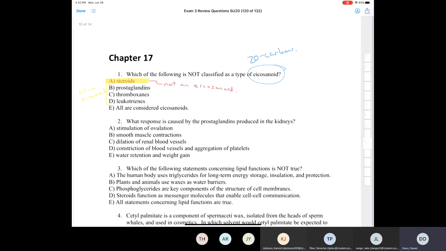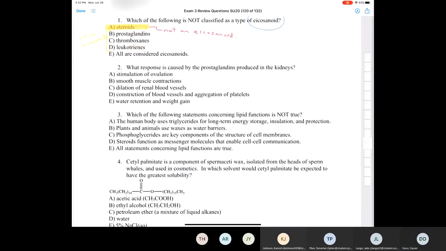All right. This next one is not that exciting of a question. The whole point is that prostaglandins just have so many biological effects, so many antagonistic effects between different prostaglandins. I figured that you would be able to figure this one out pretty quickly. It says, what response is caused by prostaglandins produced in the kidneys? Well, it says stimulation of ovulation, smooth muscle contraction. Which one of these do you think looks the most reasonable? I think it's probably C, which deals with renal blood vessels, right?